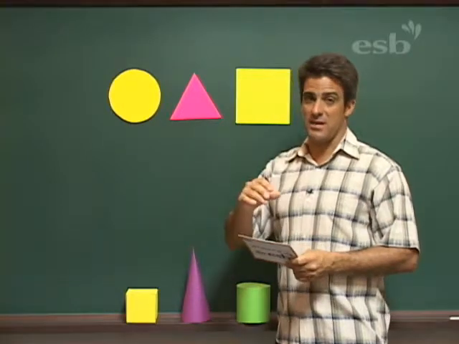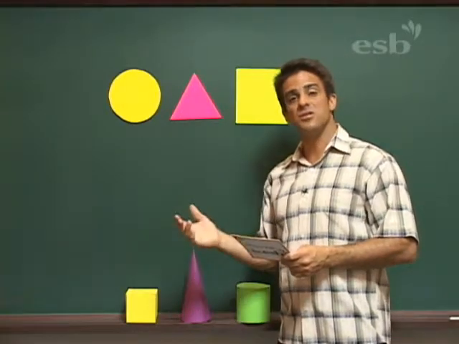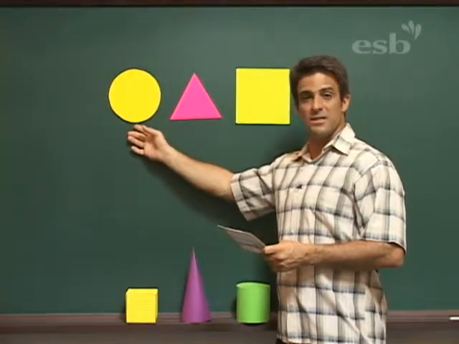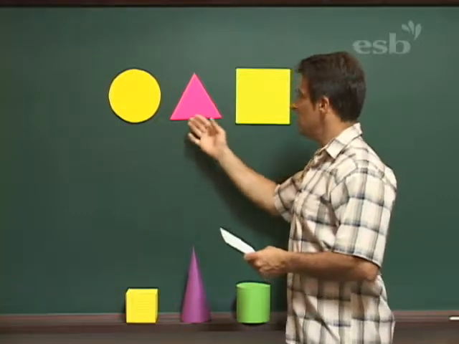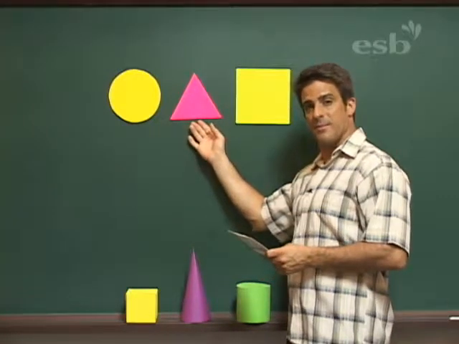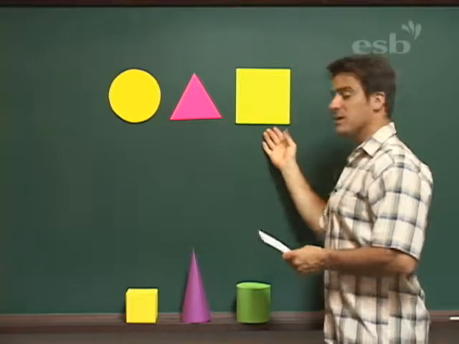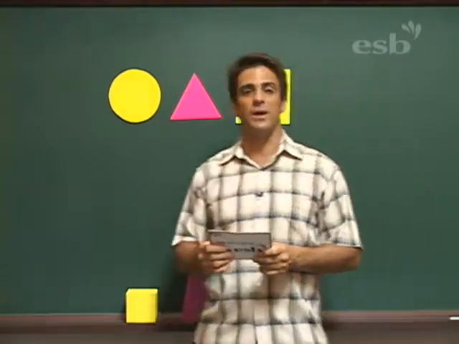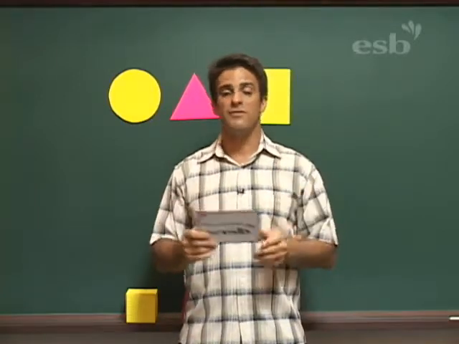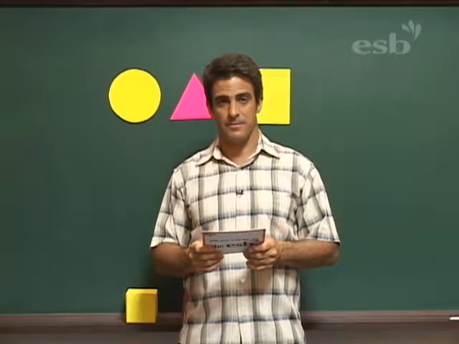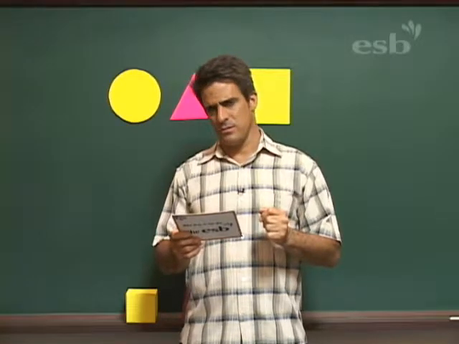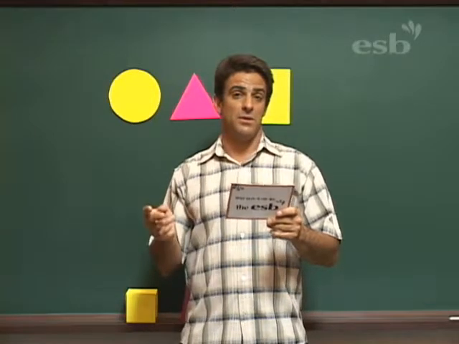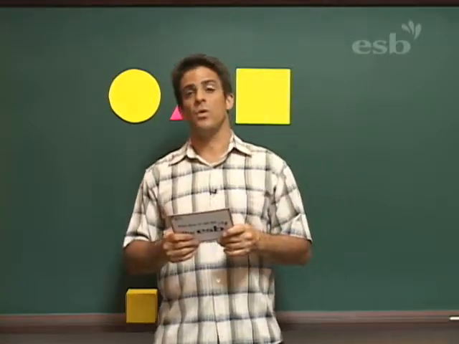Remember, there are flat shapes and there are solid shapes. Once again, a circle is a flat shape. A triangle is a flat shape. A square is a flat shape. Circles, triangles, and squares are all flat shapes. What about the other one? The other one was solid shapes. Remember, shapes can be flat or solid.